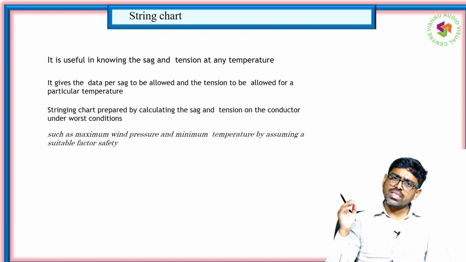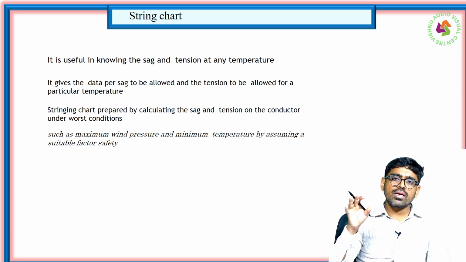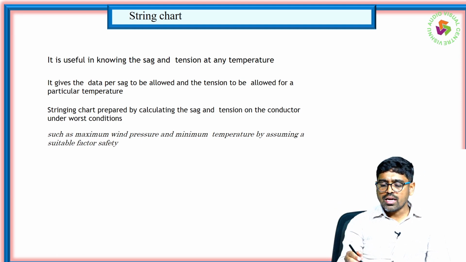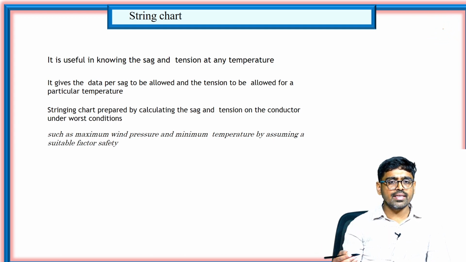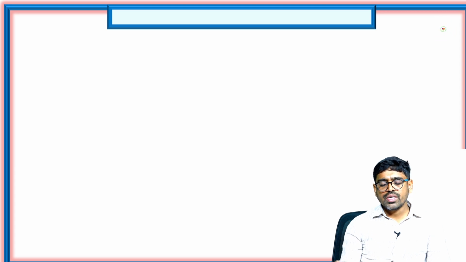So if there is a worst condition, say high wind, then how is this transmission line, whatever the sag, affected? And also minimum temperature variation is there. Minimum temperature variation means, say, only 25 degrees is your room temperature, a very small temperature variation, then what will be the safety issues we need to calculate.